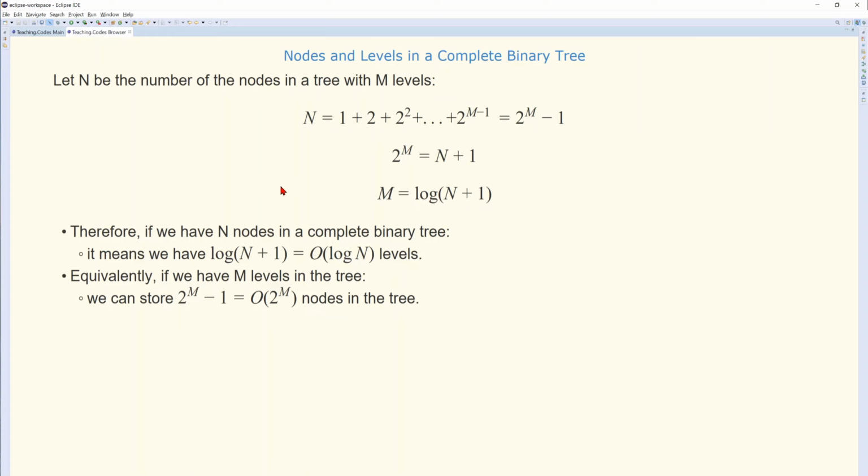So if we have n nodes in a complete binary tree, then the number of levels would be log of n plus 1. Remember, m was the number of levels, which is, in general, big O of log n, because log n plus 1 would be equal to log n when we're talking about big O. Or equivalently, instead of the number of nodes, if we're given the number of levels, then we can find how many nodes we can store in that tree, and that would be 2 to the m minus 1, as we know. And if you take the big O of this, the minus 1 you can get rid of, so it is big O of 2 to the m.